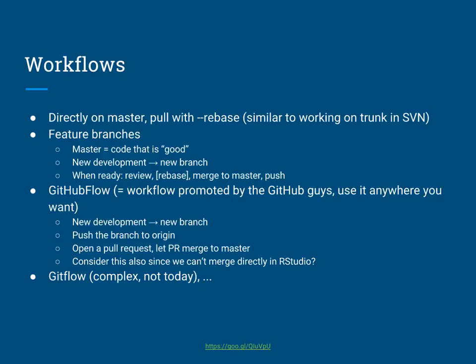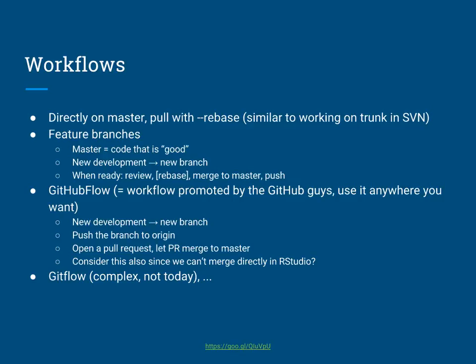There's a third way, so I'm going into increasing complexity. The third way of working is what is called GitHub Flow. And this has actually not much to do with GitHub, guys. It's just a workflow that is promoted by them. Feel free to use GitHub Flow with Bitbucket or anything else. So same thing as feature branches. You do your new development on a new branch.